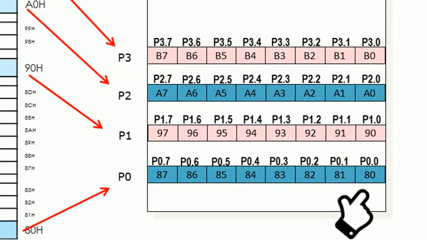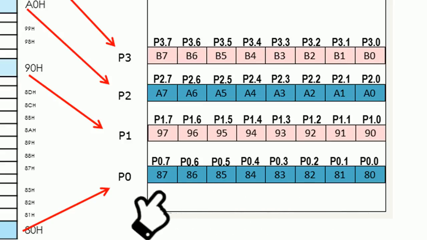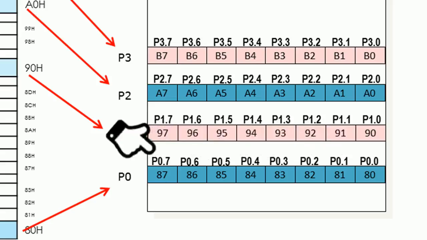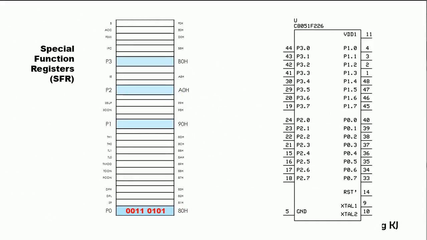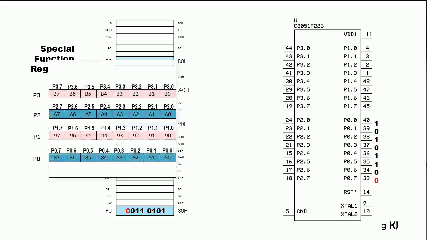These are the bit addresses of the bits in register P0. These are the names of the individual bits. If this is the data inside register P0, a similar signal appears at the physical I/O pin. This is bit P0.7. It corresponds to the signal at I/O pin P0.7.